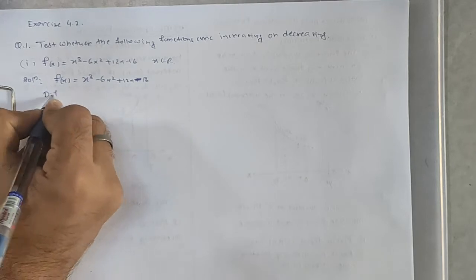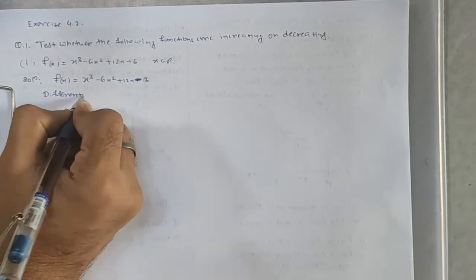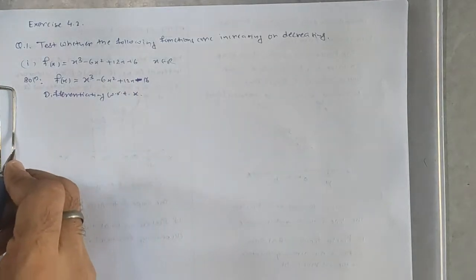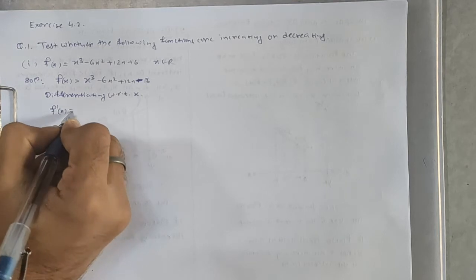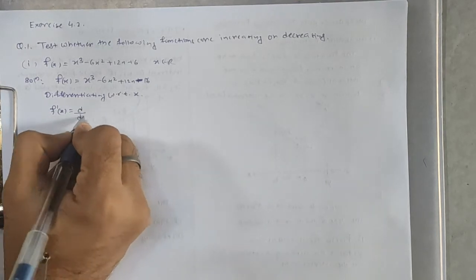Now here f of x is given as x cube minus 6x square plus 12x minus 16. Correct? So differentiating with respect to x. As you all know the basic property of differentiation, so we will do like that. So f dash of x would be differentiation of x cube minus 6x square plus 12x minus 16.